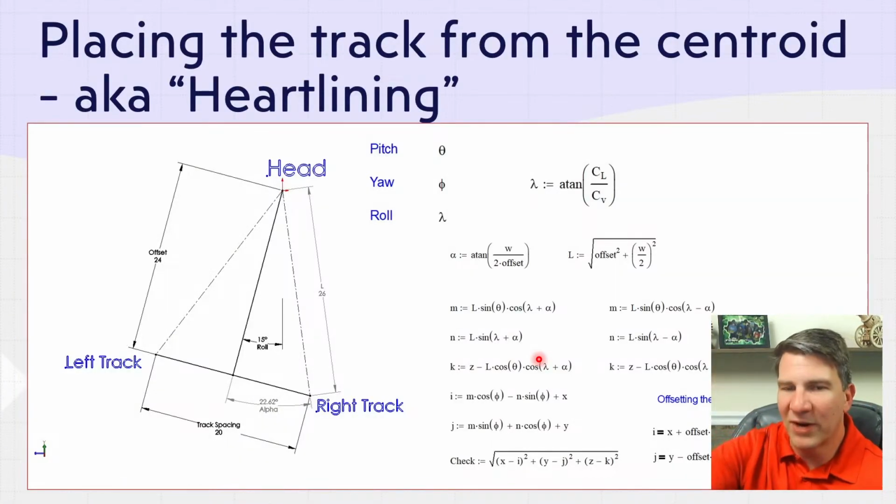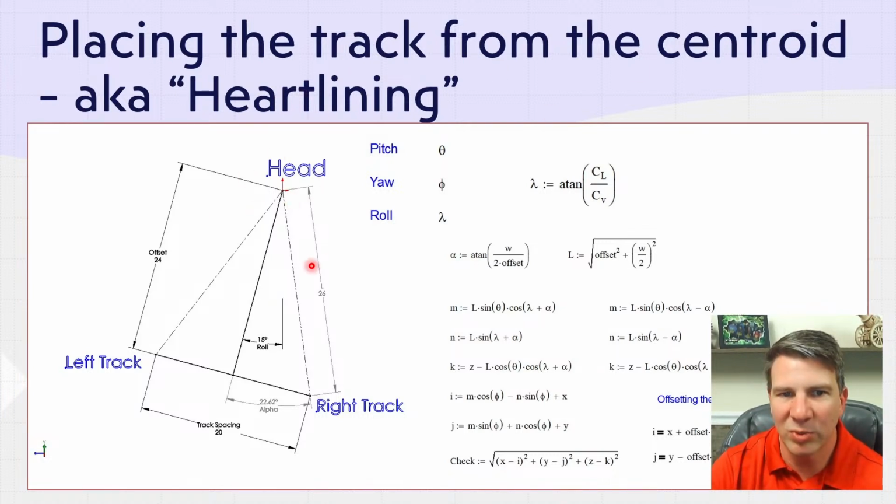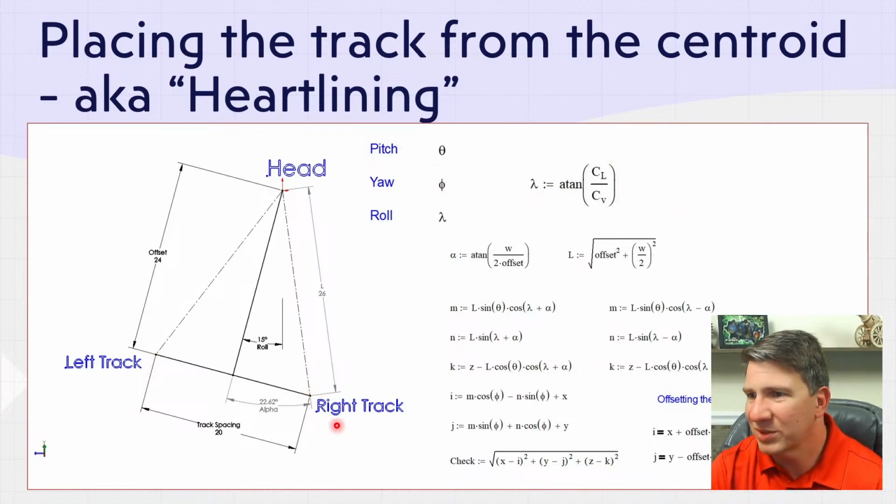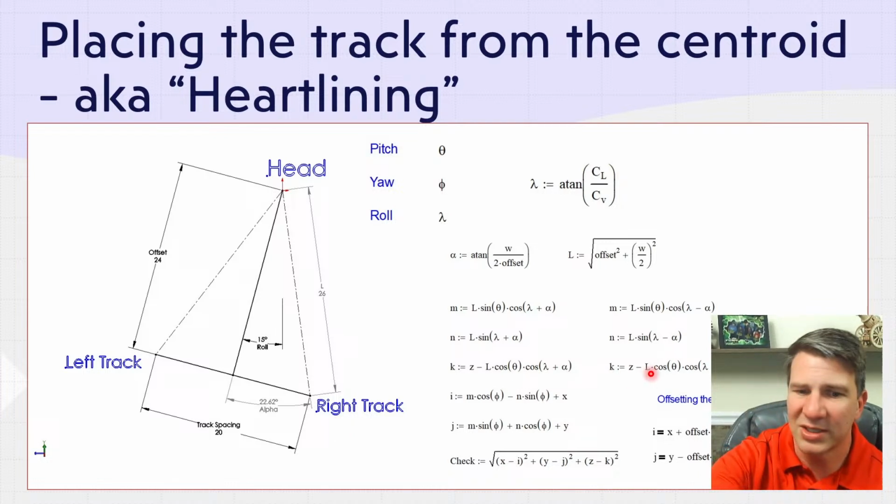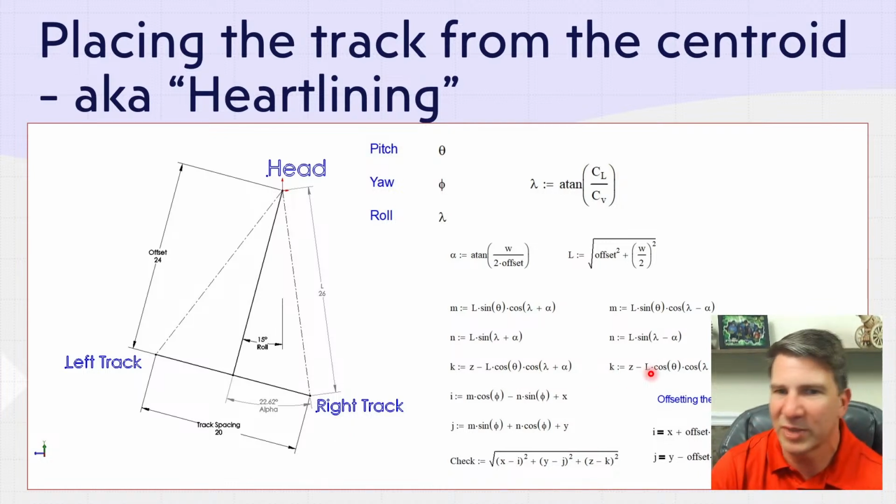Okay, so very briefly here, if we want to get from the centroid to the heartline point, this is where we're going to put our head up here. And this is where our left track and right track are going to be. And this is the math you would use to do this. So if you want to do this, you can pause this and take a picture of it and calculate it yourself. Let me get the cursor out of the way. Go ahead, take your screenshot.